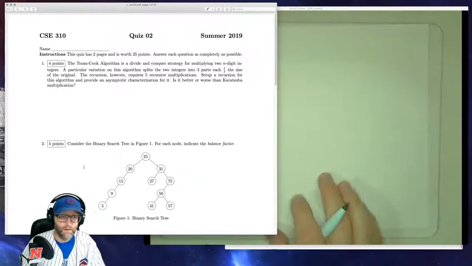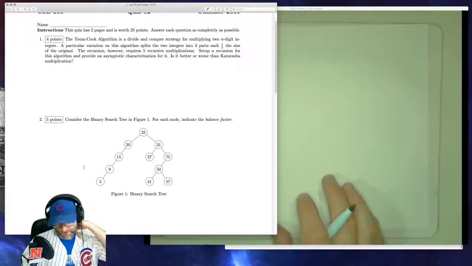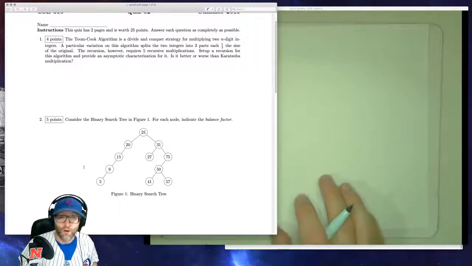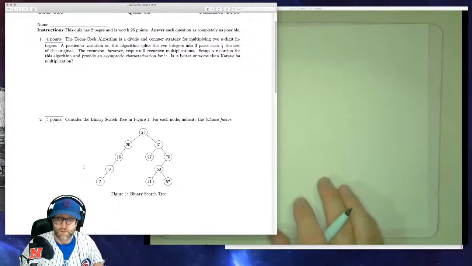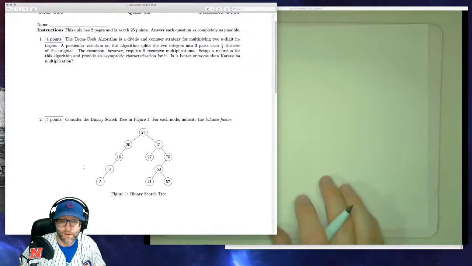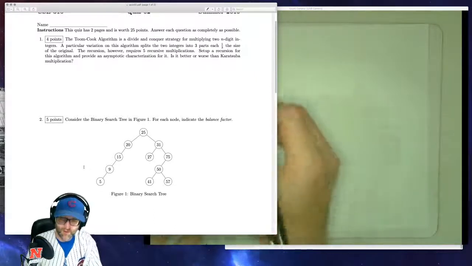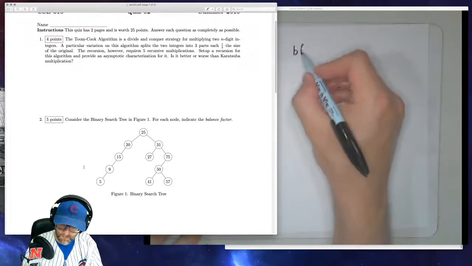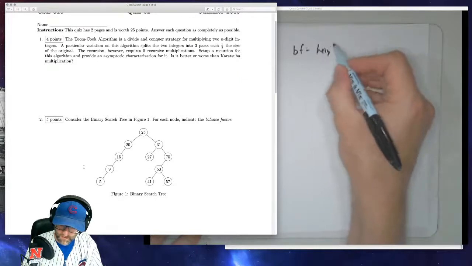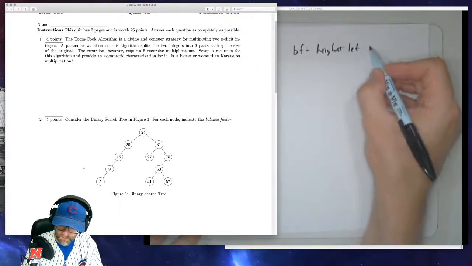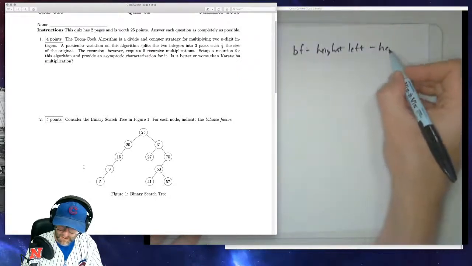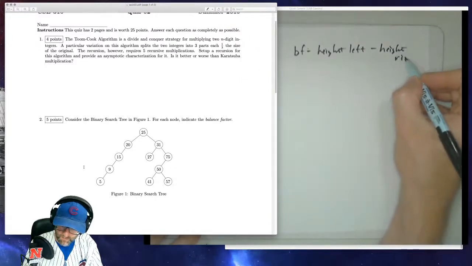Part B. Consider the binary search tree in figure 1. For each node, indicate its balance factor. So this is what we covered yesterday with AVL trees. The balance factor in an AVL tree was maintained to be 0, 1, or -1. And the balance factor was simply the height of the left minus the height of the right.